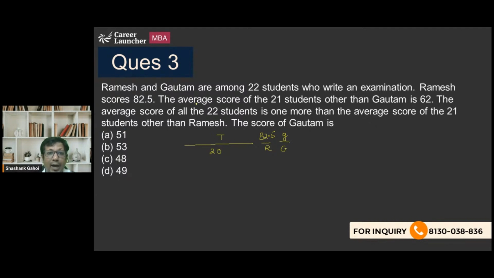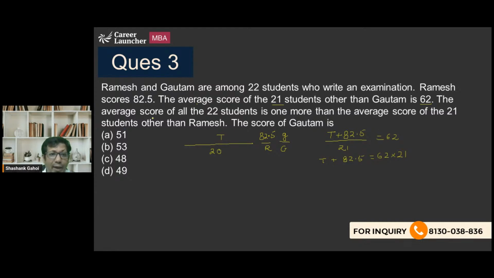Okay. The average score of 21 students other than Gautam is 62. Okay. So if I remove Gautam, what is the total score? That is T plus 82.5 upon 21, and that is equal to 62. So from here I can say that T plus 82.5 is equal to 62 into 21. Okay, whether we are going to solve this right now, I don't know. I'm not going to do it. I'll do it later on if needed.